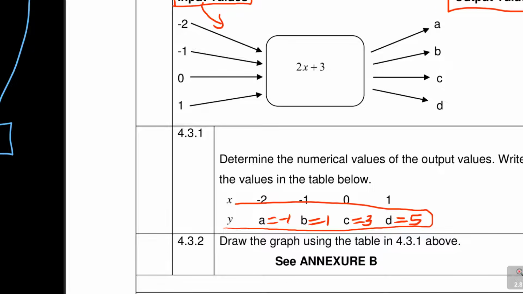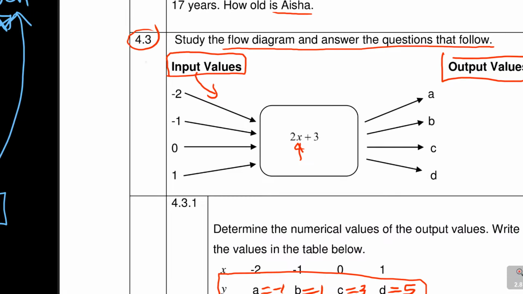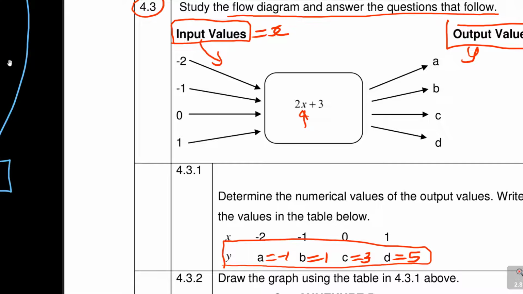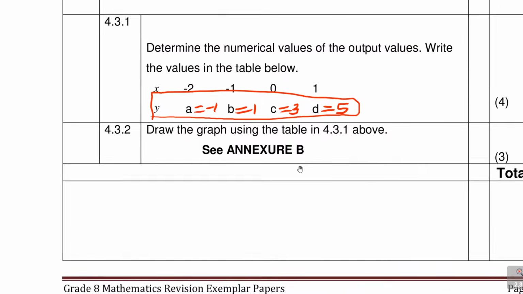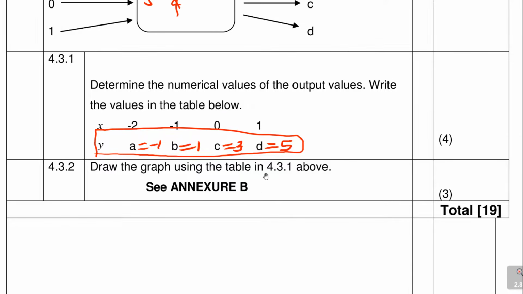No, it's not difficult. You are just changing the value of X. This input, you must always know, when they say input is equal to X values, output is equal to Y values. Are you with me? Sometimes they write this as here, they will say Y is equal to. That is your output. Are you with me? I hope this makes sense. So this was 19 marks.